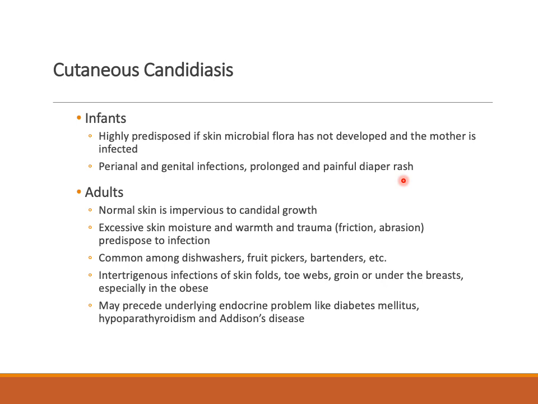So excessive skin moisture and warmth, that's the one. And trauma, or areas with friction and abrasion, are predisposed to infection. Common among dishwashers, fruit pickers, bartenders, and others. As I had mentioned, the intertriginous infections of the skin folds, toe webs, the groin, under the breast, especially in the obese. And candidiasis in adults may precede an underlying endocrine problem like diabetes mellitus.